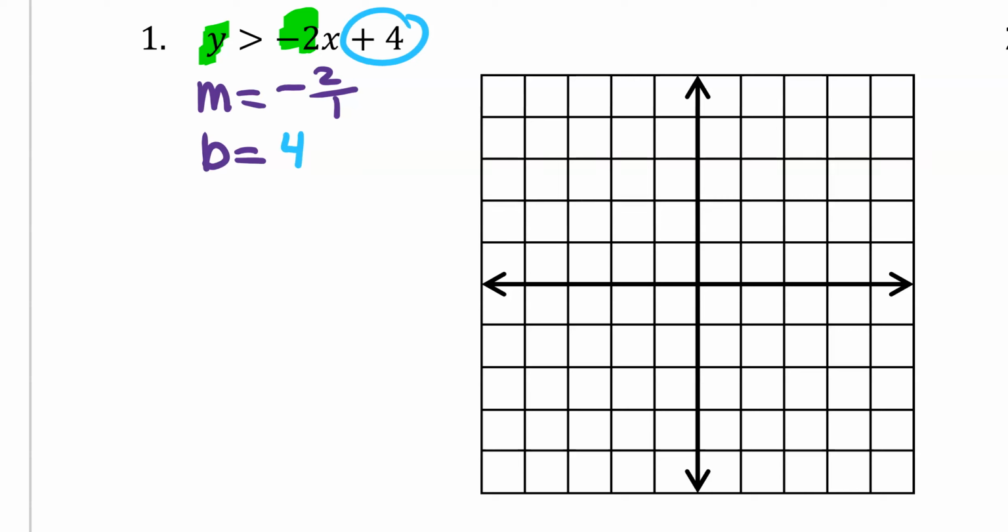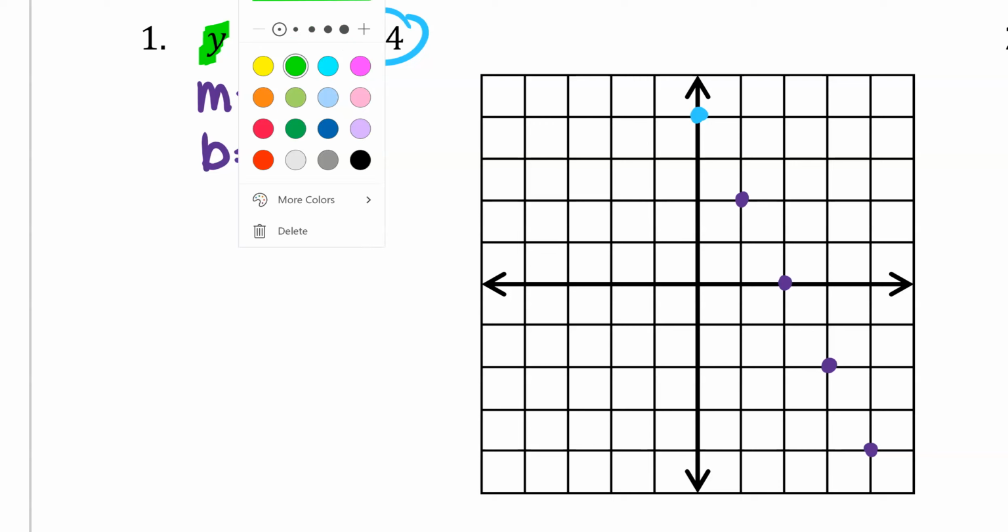4 on the y-axis: 1, 2, 3, 4 right here. My slope was -2 over 1, so I'm going to go down 2, right 1, down 2, right 1. Put as many dots as you want. I'm going to put all the dots. Alrighty. Now here's our new part.